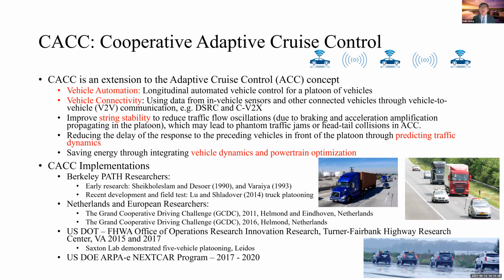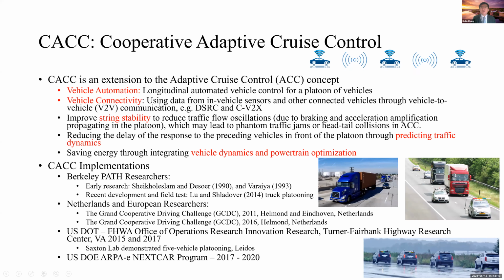Back to CACC. Everybody knows cruise control. I think every car has cruise control, right? You set the constant speed, and the car drives at that constant speed. Another very popular one is adaptive cruise control, ACC, which already appears in a lot of cars on the market. Basically, they install a radar sensor in the vehicle, and based on the radar sensing data, the car makes an automatic decision, adapting to the car in front of you. So CACC is actually an extension of the ACC concept. It automates the longitudinal driving decisions, not for one vehicle, but considering a string of vehicles.